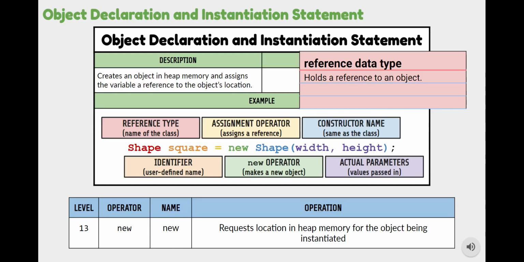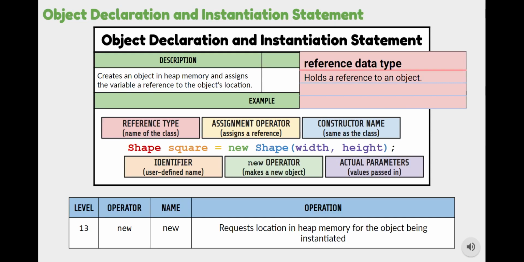The next thing we need to type is the name for this object. This is our user defined name. This could be whatever we want to call it. So in this example, we are going to make a square. Followed by the assignment operator. We are going to assign a reference to that reference variable. After that assignment operator, we have the new operator. That operator requests a location in heap memory for the object being instantiated.